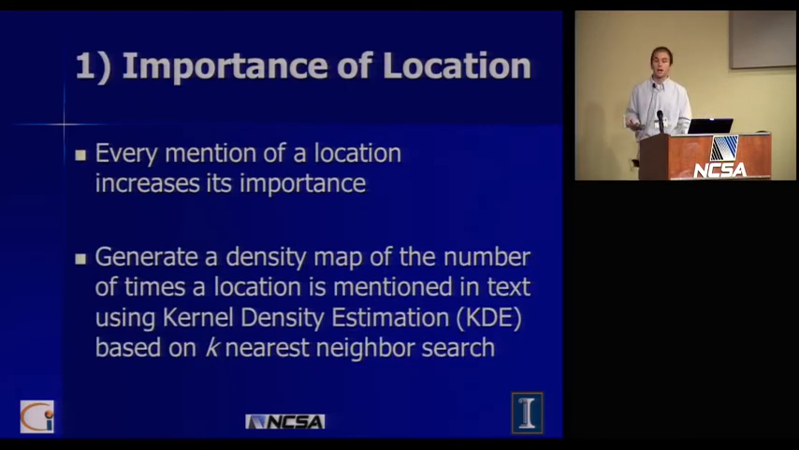So we're going to start with the first element, the importance of location. Every mention of a location increases its importance, and that's one of the assumptions in our method. So every time London is mentioned in an article, our method assumes that it is more important for this text. We do this by generating a density map of the number of times a location is mentioned in text, using a very popular method for heat maps called kernel density estimation. We're using a k-nearest neighbor search, very popularly used because this data is very heterogeneous. You might have areas that are very dense and areas that are very sparse, so the k-nearest neighbor search allows us to adapt to that kind of data.